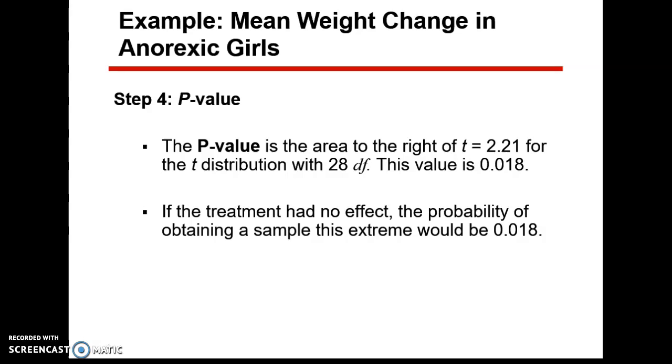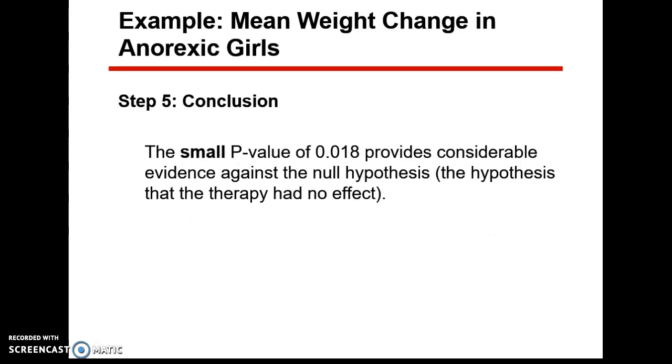So we look at the p-value to the right of t equal 2.21, and we use a degree of freedom of 28. We find that it's 0.018. So this is saying that, well, if the treatment had no effect, this would only happen about roughly 2% of the time. So it looks like it actually did have some effect. Now that effect may have been small, but it had some effect.